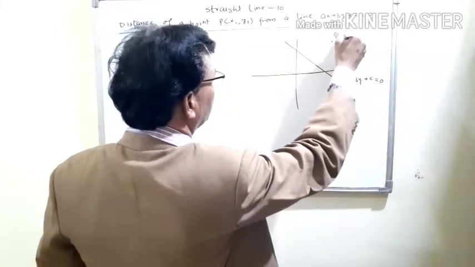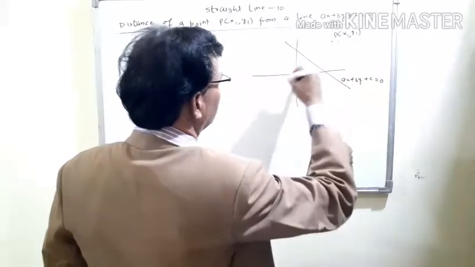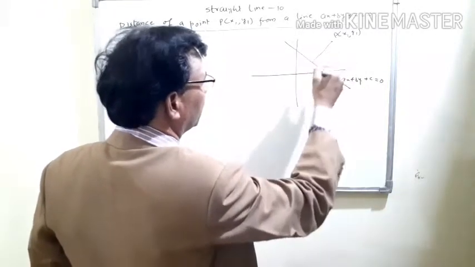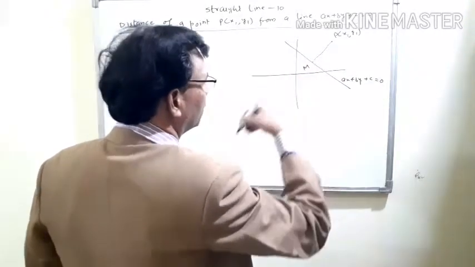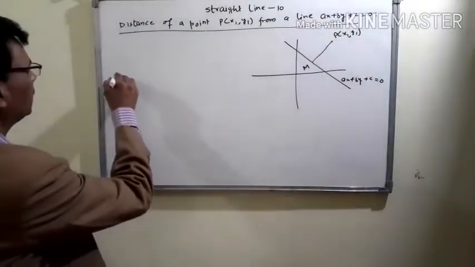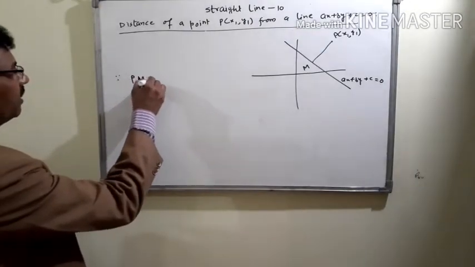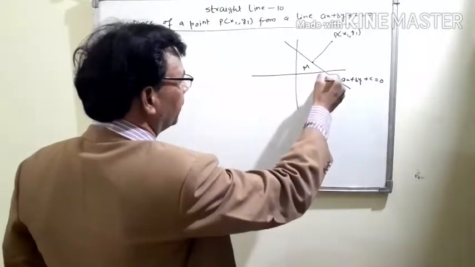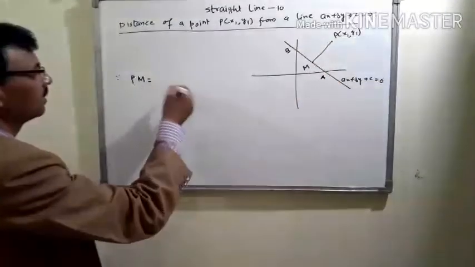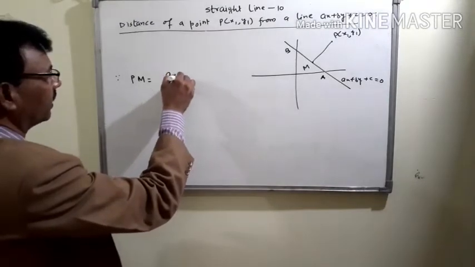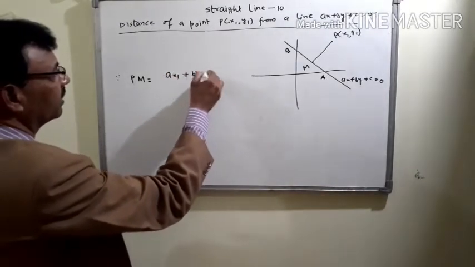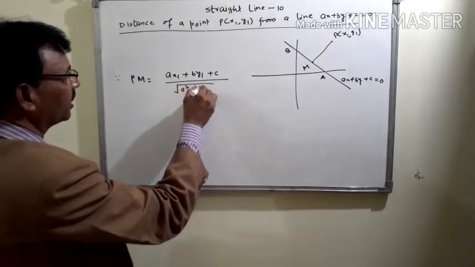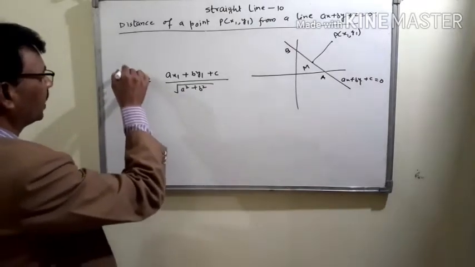and this is the point P whose coordinate is x1 comma y1, and if we find the distance of P from that line, that means PM, then what will it be? Since PM is the distance of this point from this line AB, it is mod of ax1 plus by1 plus c whole upon root under a square plus b square. This formula is very simple.